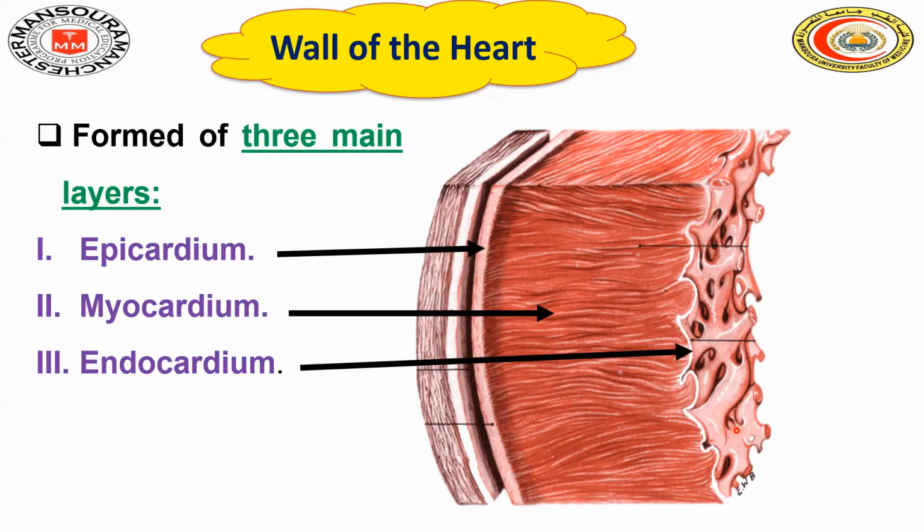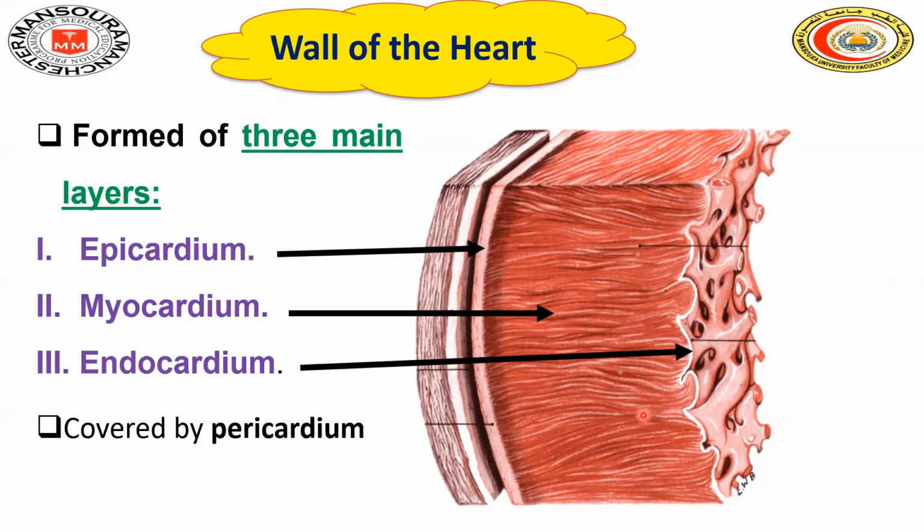So again, we have three layers forming together the wall of the heart under the light microscope. The first and the outermost one is called epicardium. The middle one, which is the thickest zone as you see here, is the myocardium, and the inner lining of the chambers is the endocardium.